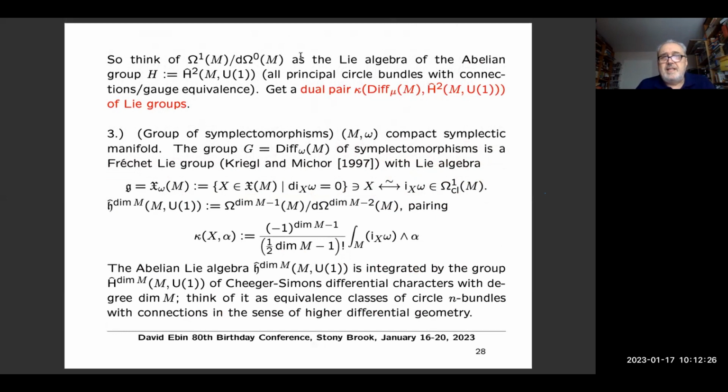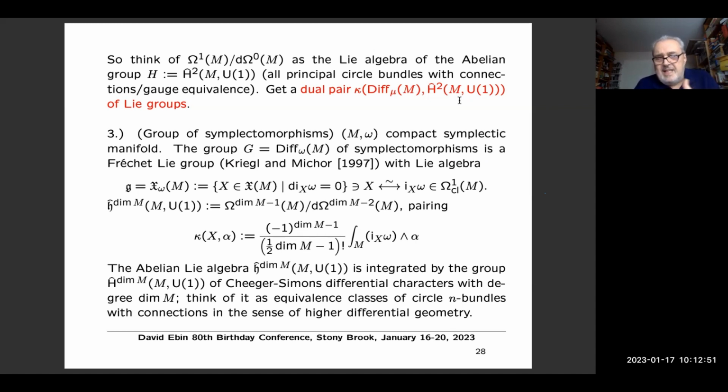So I think of this as a Lie algebra of the abelian Lie group of differential characters. So now I have a dual pair. That's what I said before. The dual pair of Lie groups, the Diff_μ(M) and the abelian group of Cheeger-Simons differential characters. If you do it for symplectomorphisms, but I'm not going to do it, I'm running out of time. This has to do with Lagrangian embeddings.